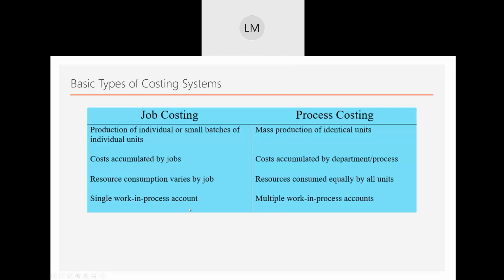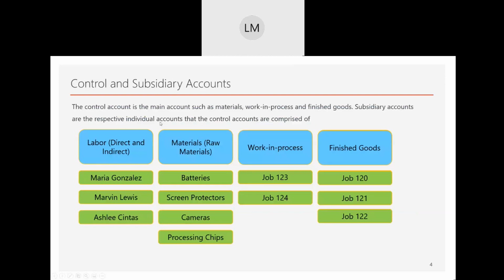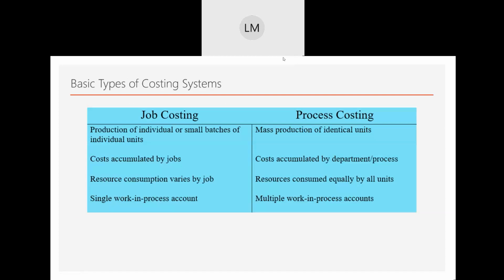And in job costing, we'll have one single work in process account. In process costing, we will have multiple work in process accounts. So our focus is going to be on job costing here because, obviously, it's a chapter, but we want to focus on the making of individual or small batches of individual units, and we want to account for those costs. So before we get into that, let me go back here.